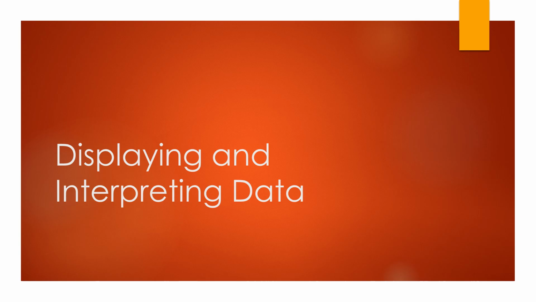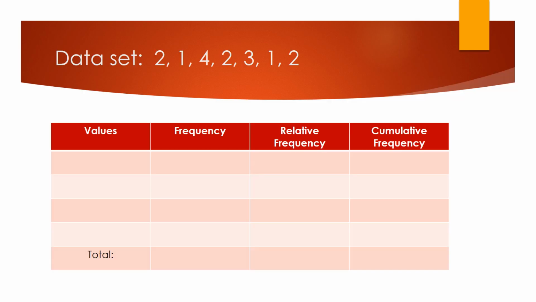Let's look at an example of displaying and interpreting data. We have a data set: 2, 1, 4, 2, 3, 1, 2. There's a total of 7 values. Notice they're not listed in order. If it would help, you can rearrange them and list them in order. Make sure you include every value that was originally given as many times as it was given.